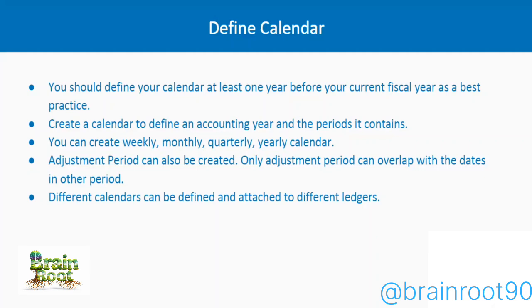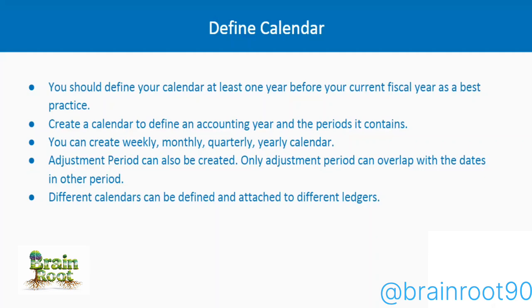So it's not a good practice to open the past period. System allows you to open the periods, so you open the past period and do the adjustment over there. It is a best practice to do all of your adjustments in the adjustment period. And this is the only period which allows you to have overlapping dates.